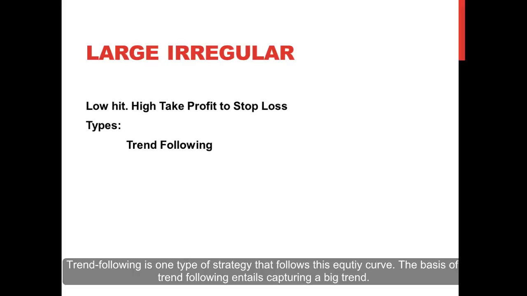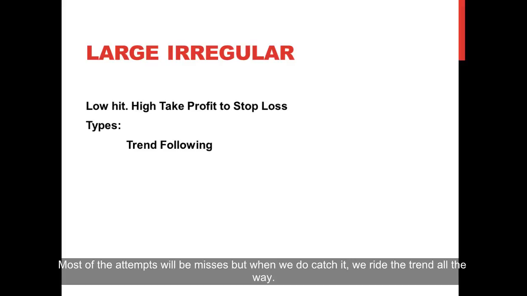Trend following is one type of robot that follows this type of equity curve. The basis of trend following entails capturing a big trend. Most of the attempts will be misses, but when we do catch it, we ride the trend all the way.